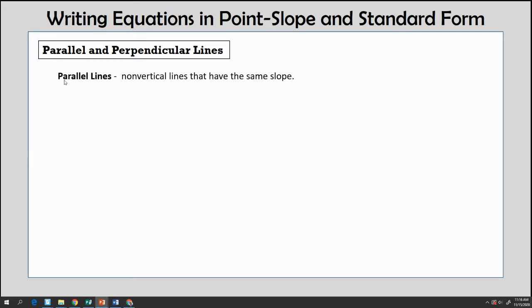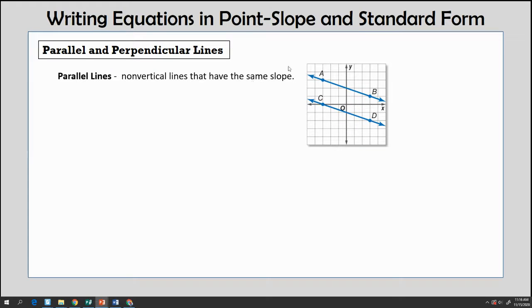Okay. When we look at parallel lines, if you were to graph parallel lines in a coordinate plane, these lines are lines that will never intersect. They will always remain an equal distance apart. And what happens is parallel lines are going to have the same slope. So if I told you AB and CD were parallel, they need to have the same slope.